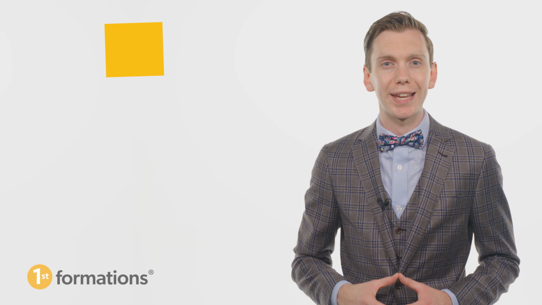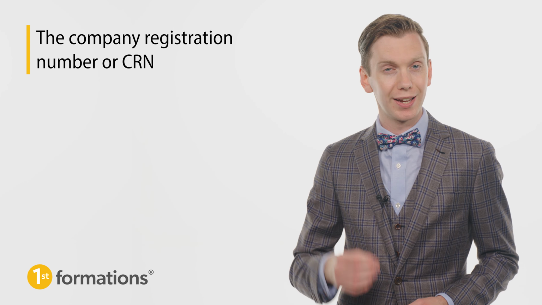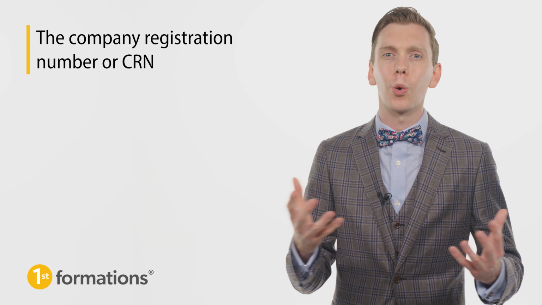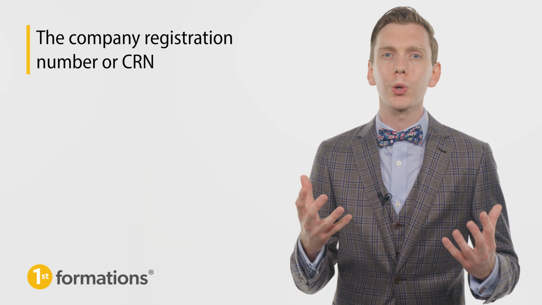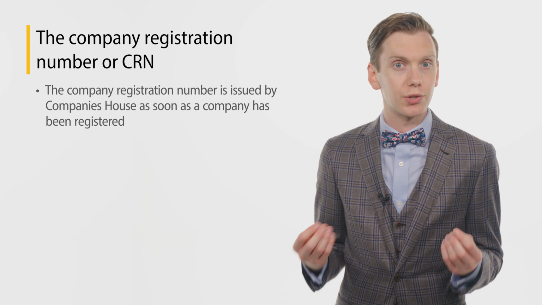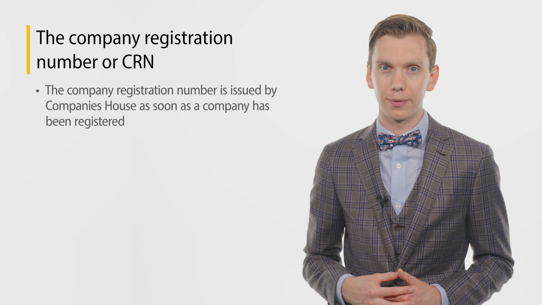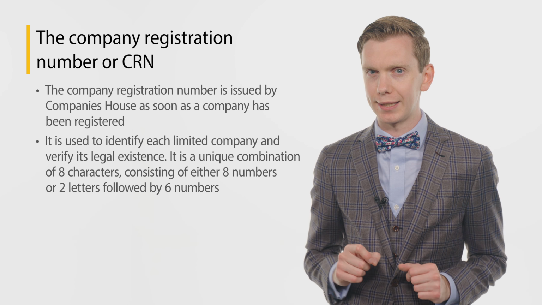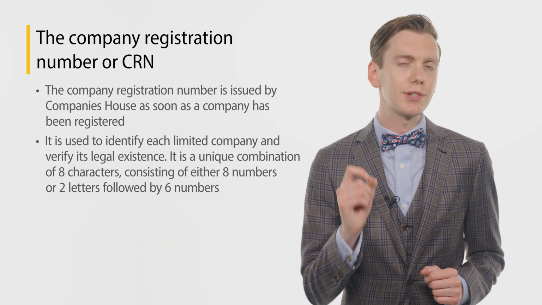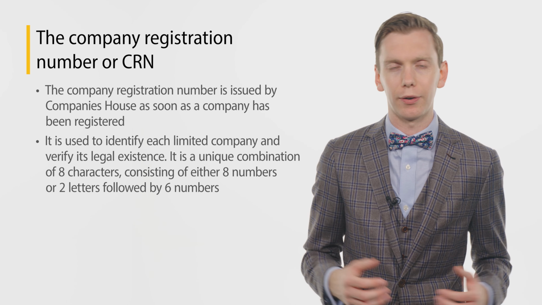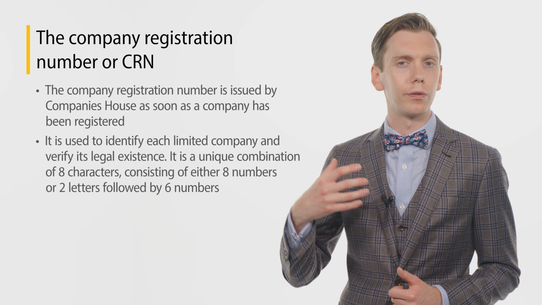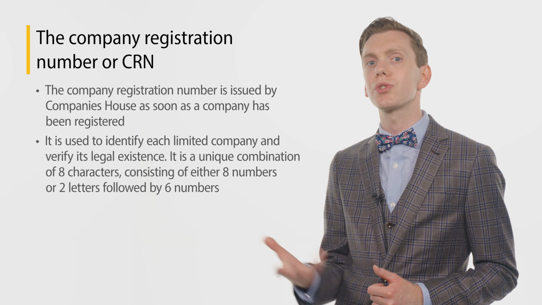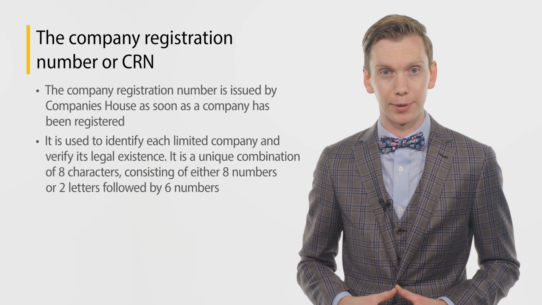Now let's tackle the second of the identifying numbers, the company registration number, also known as the CRN. The company registration number is issued by Companies House as soon as the company has been registered. It is used to identify each limited company and verify its legal existence. It is a unique combination of 8 characters, consisting of either 8 numbers or 2 letters followed by 6 numbers.